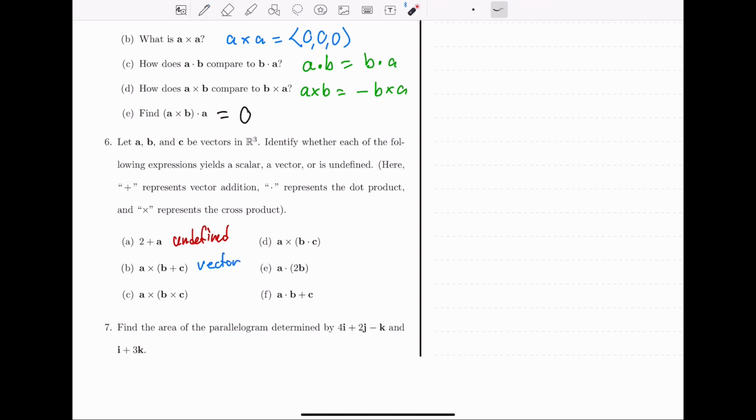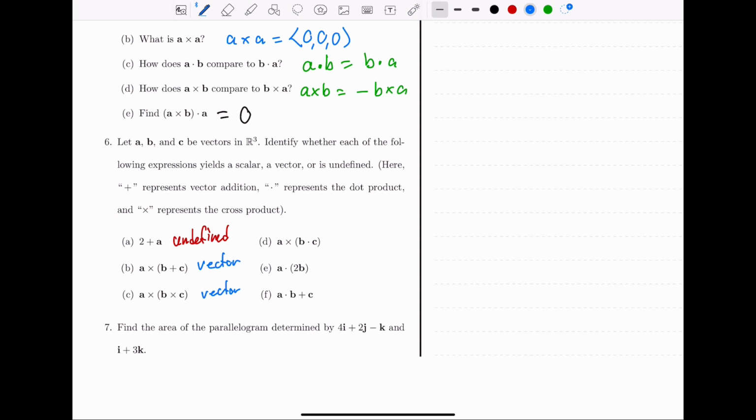How about part C? Once again, we want to start with the parentheses. B cross C is a vector. It's a 3D vector. The cross product always gives us a vector. So we have a vector in parentheses, and we're crossing that with another vector. Can we cross a vector with a vector? Yes, we sure can. And the result is another vector.